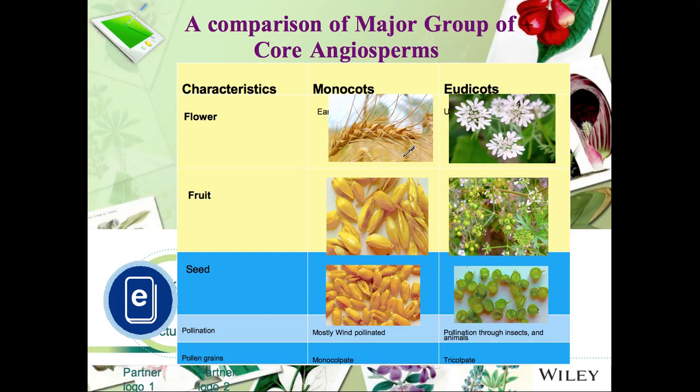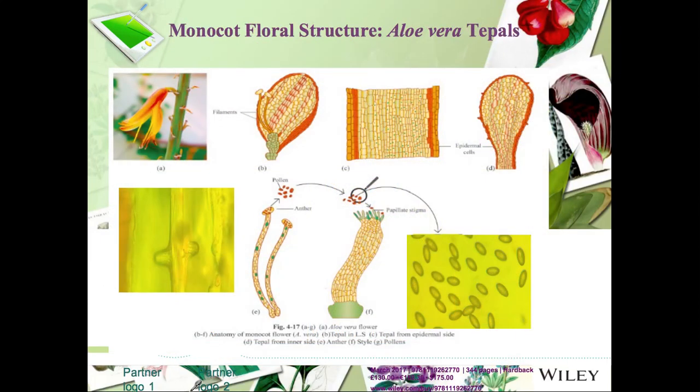Further, flowers of monocots like wheat are different from eudicots, as you can see here, and the fruits are also different. And if you look at the seeds, you can see that wheat has only one cotyledon, while coriander has two cotyledons. Further, the pollen grains of monocots are monocolpate. Like in the case of aloe vera, you can see that they are monocolpate, while in the case of eudicots, they are mostly tricolpate. If you look here, these are the floral structures of aloe vera or the tepals, and aloe vera is another example of a monocot.